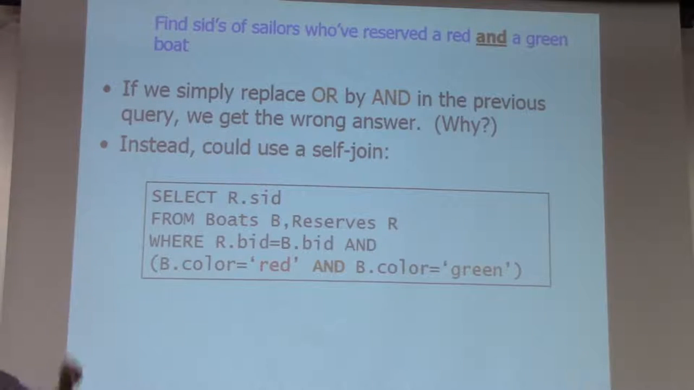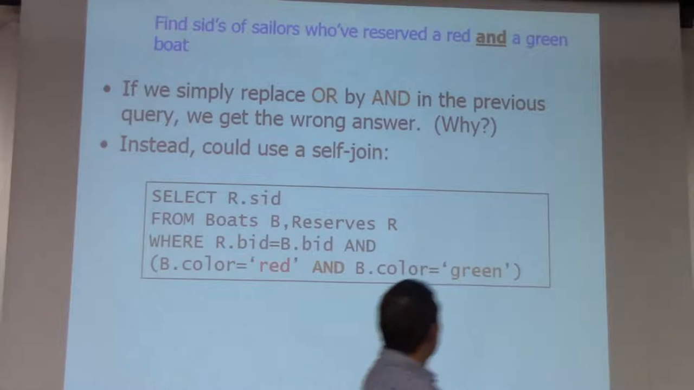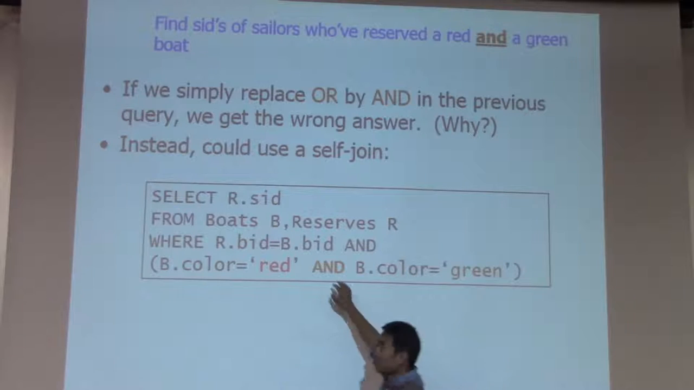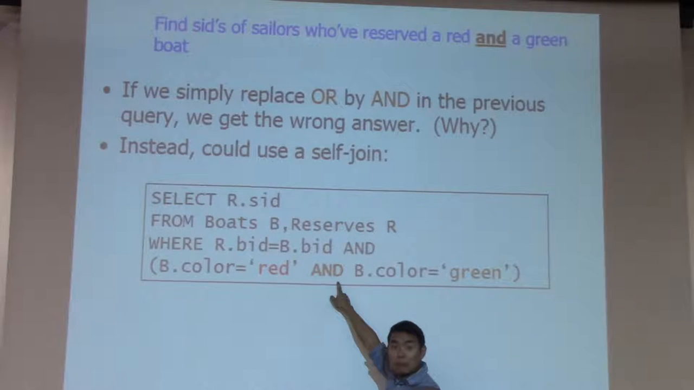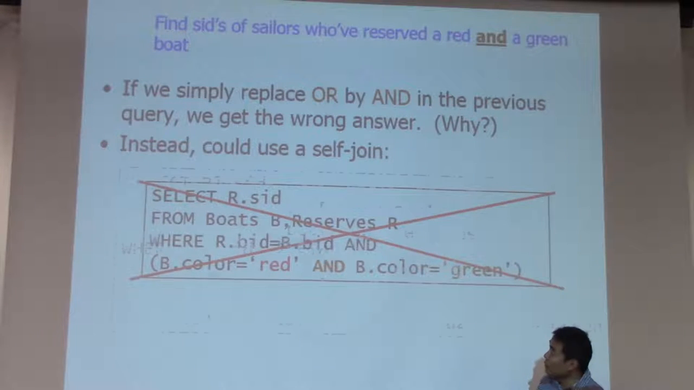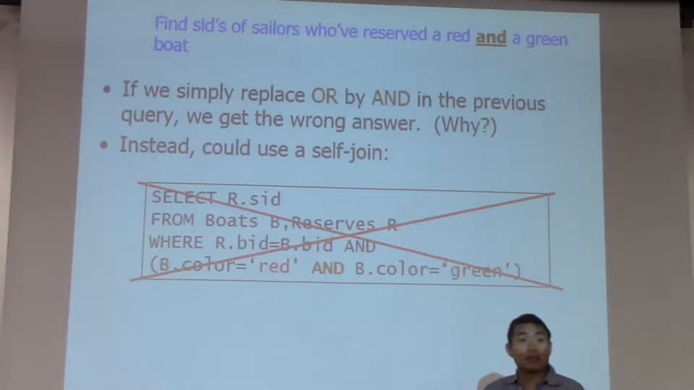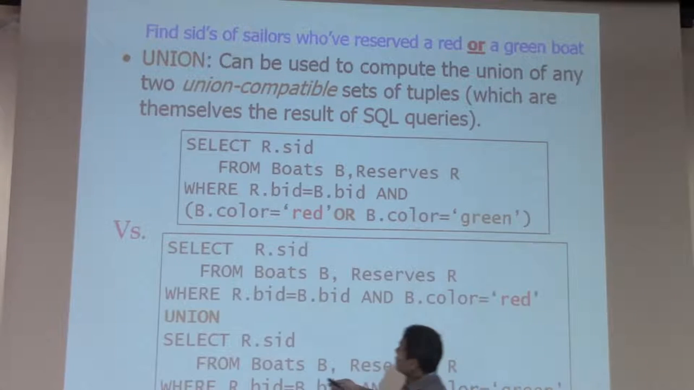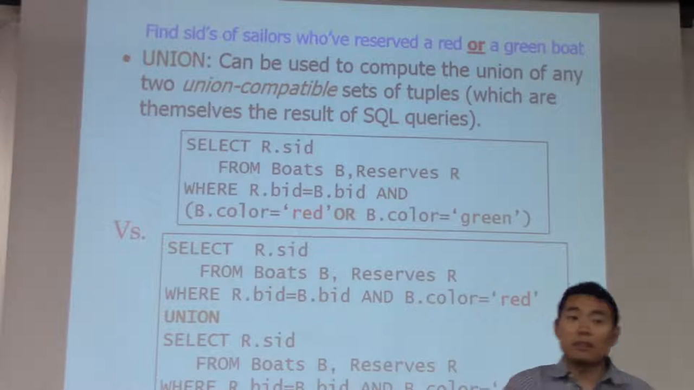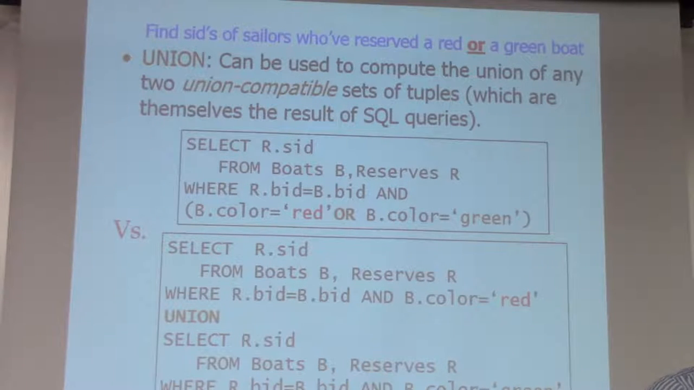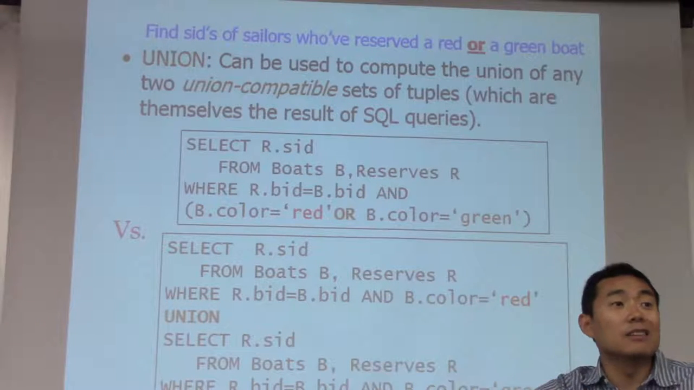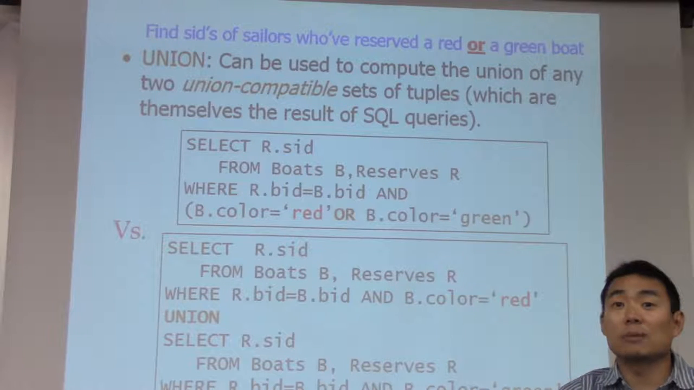Okay. What about sitters who reserved a red and a green color code? And as argued in the relational algebra case, if you change this to AND, it doesn't work. It gives you empty results, an empty set. So what you should do is use intersection, right? Basically change this to INTERSECT. But the challenge is that some relational database systems do not implement intersection. Why? Now we know why: based on the argument from relational algebra, intersection is not a necessary operator. You can express it using a combination of basic operators.